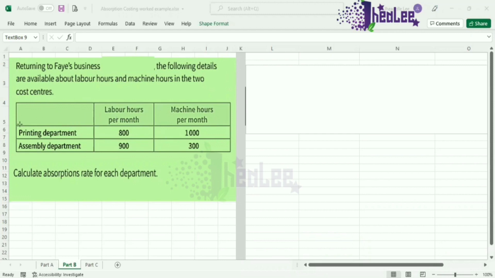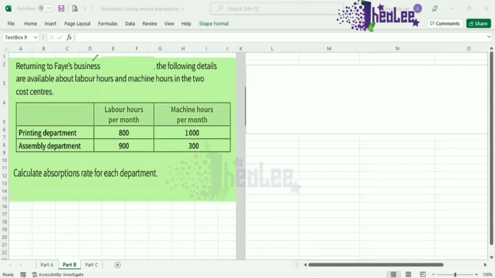Now, bear in mind that for printing, the labor hours is 800 hours, while the machine hours is 1,000 hours. If you do a comparison, you would notice that the printing department is using up more machine hours than labor hours. So they spend 1,000 hours in machine hours for the printing and only 800 for labor hours. It therefore means that the dominant factor that we're going to use in the calculation, the basis of apportionment for the printing department, is machine hours.